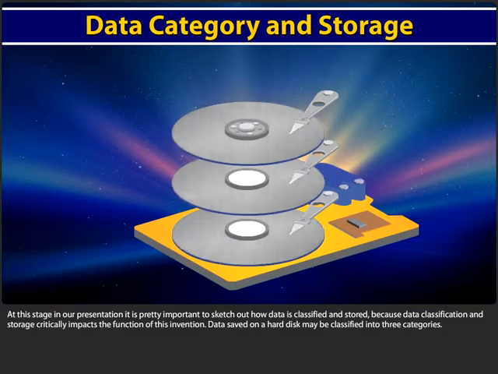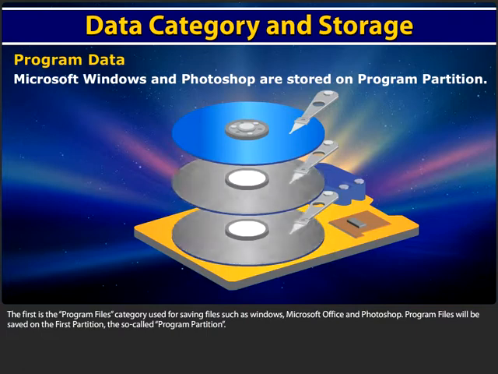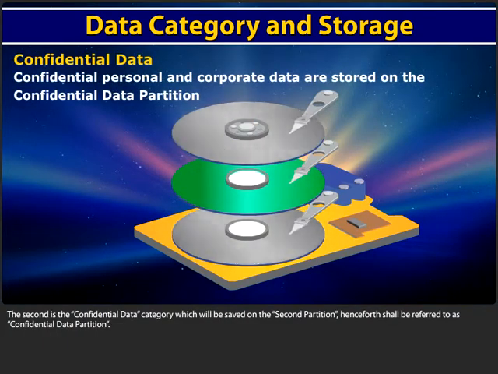Because data classification and storage critically impacts the function of the main switch, data may be classified into three categories. The first is the program files category, used for saving files such as Windows and Photoshop. Program files will be saved on the first partition, the so-called program partition, shown here in blue. The second is the confidential data category, which will be saved on the second partition, henceforth referred to as the confidential data partition, shown here in green.